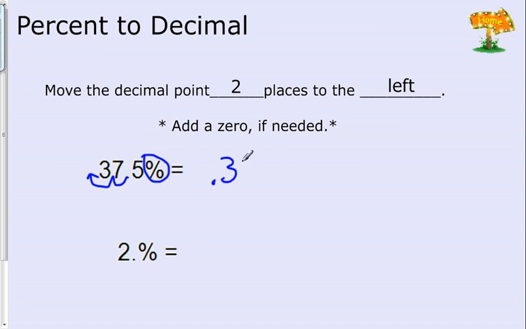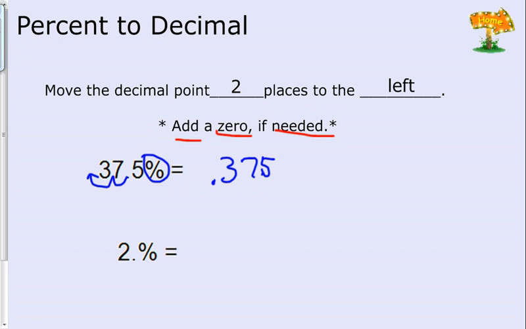0.37. Whoops, that shouldn't be there. 375 thousandths. We're going from percent to decimal. Now don't forget, add 0 only if needed. Now on that problem, we didn't have to add a 0. We didn't need it. We had exactly enough places.